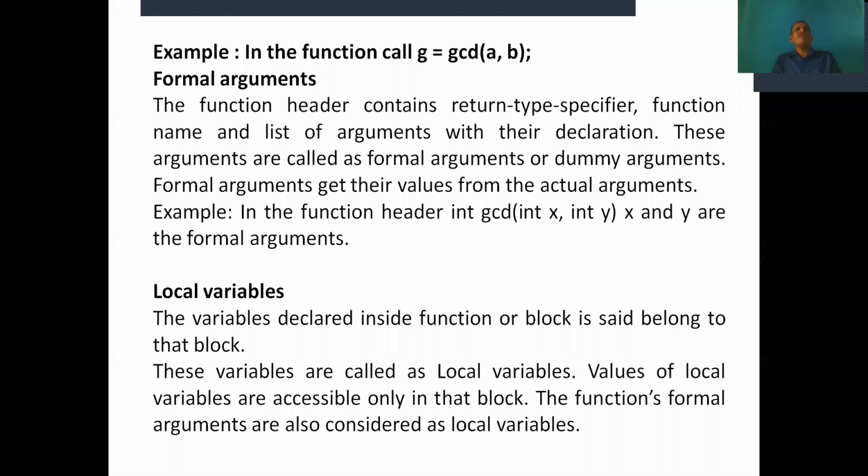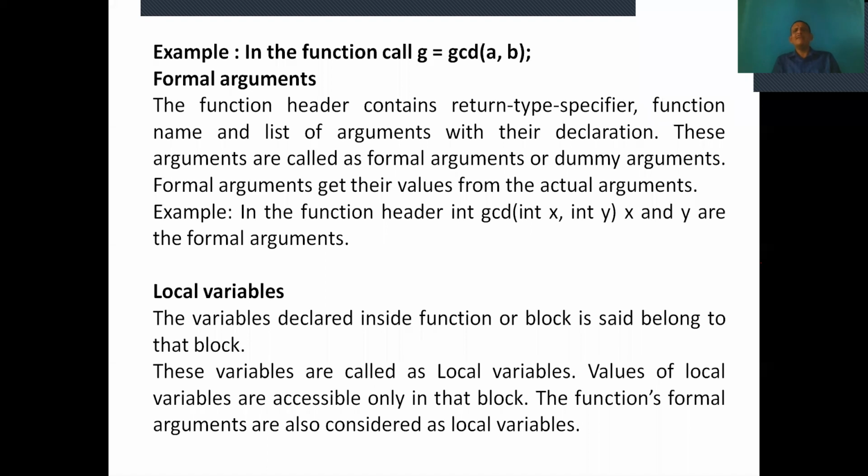Then what does the called function do? The called function receives the argument values from the calling function and assigns them to its arguments in sequence. That's why we are saying that formal arguments will take the values from the actual arguments. That's why they are called dummy arguments.